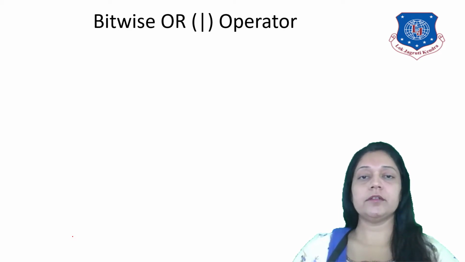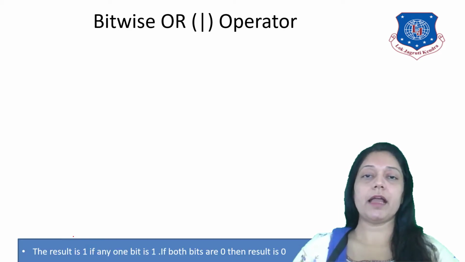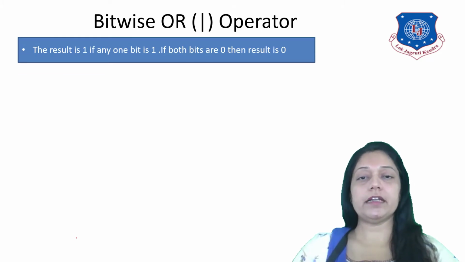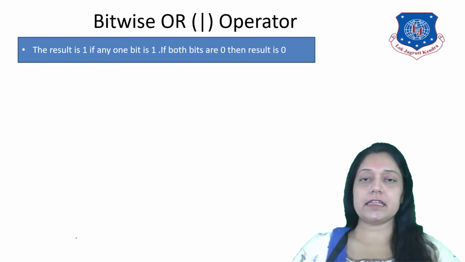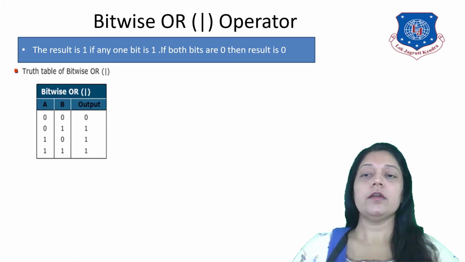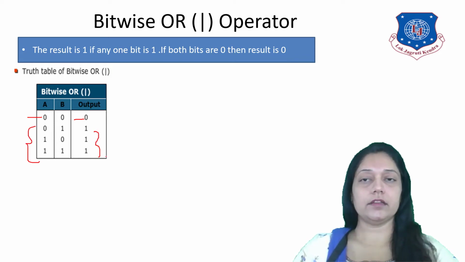Let's see the next one, that is the bitwise OR operation. The bitwise OR operator is the single pipe symbol. In this case, the output is 1 if any of the bits is 1. If both the bits are 0, then the output is 0. So this is the truth table of bitwise OR. If both the bits are 0, the output is 0. If any bit is equal to 1, the output is 1.